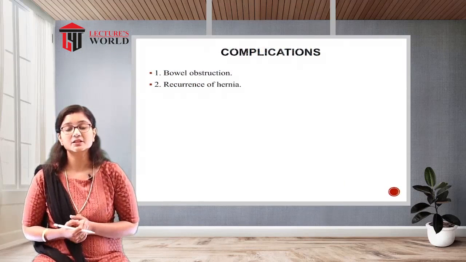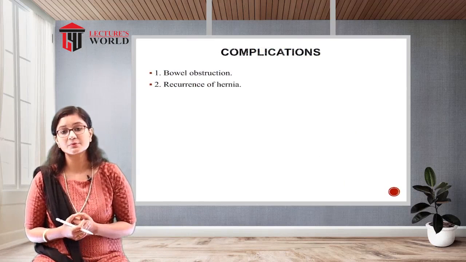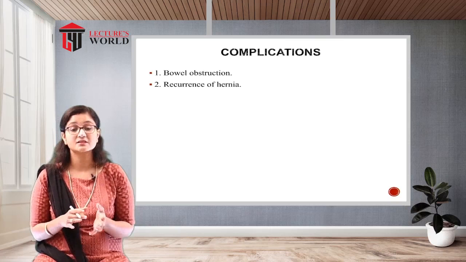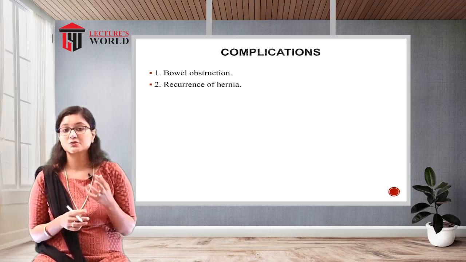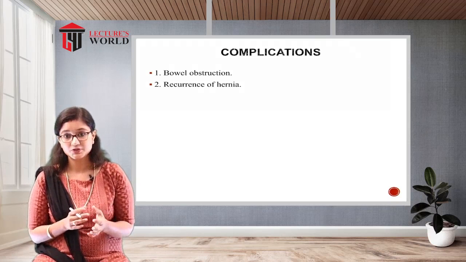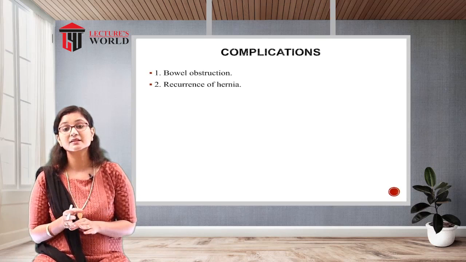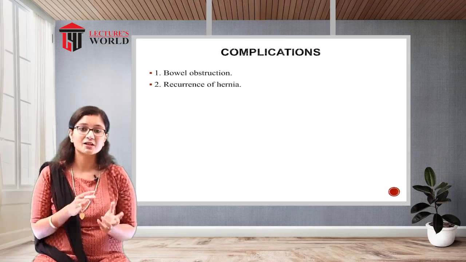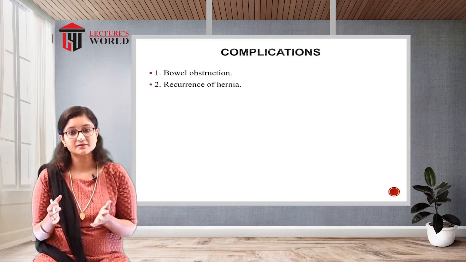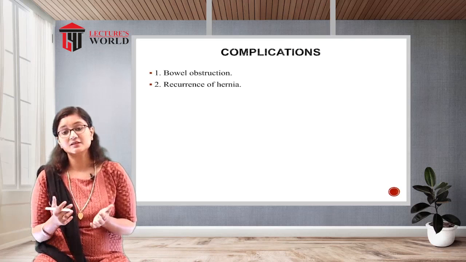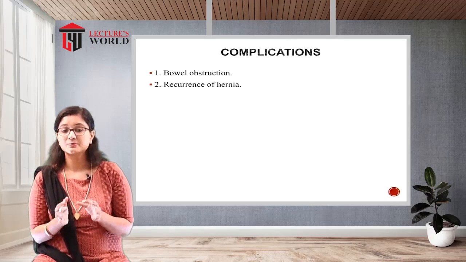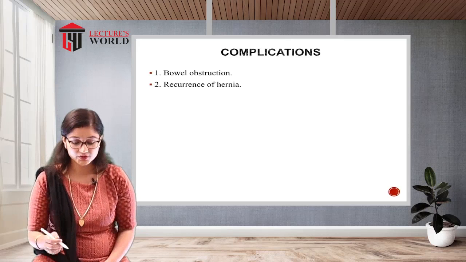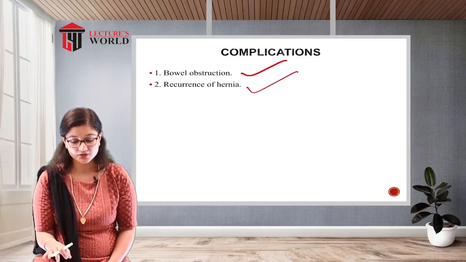Next is the complication of abdominal hernia. What can be the complication? The first complication is bowel obstruction, as we have seen with the strangulated hernia. Bowel obstruction is an emergency, right? The second is recurrence. Recurrence was the commonest problem in herniorrhaphy. So the physician has chosen a better way, a hernioplasty, where a mesh is placed so that nothing can come out again. So recurrence and bowel obstruction are the complications.